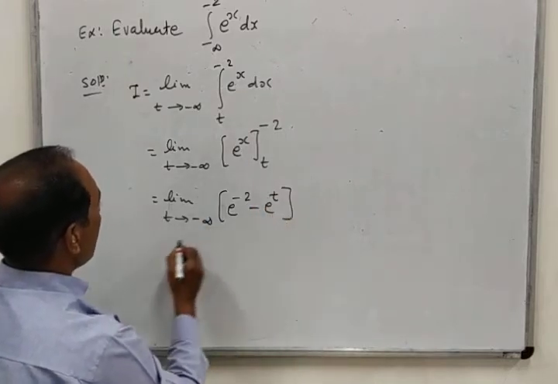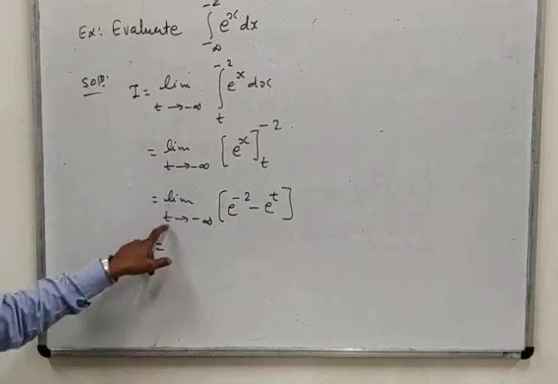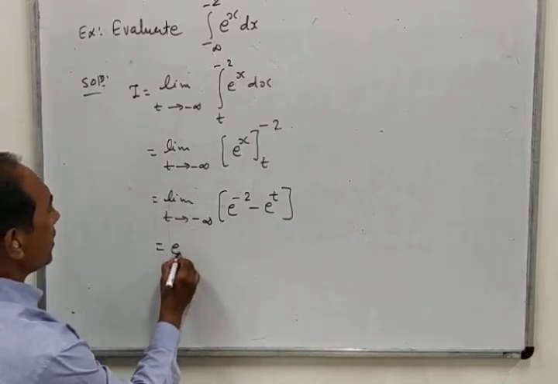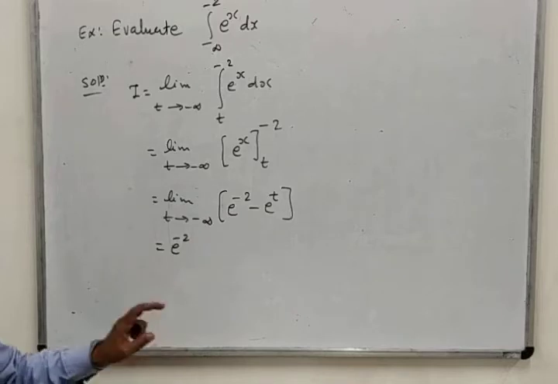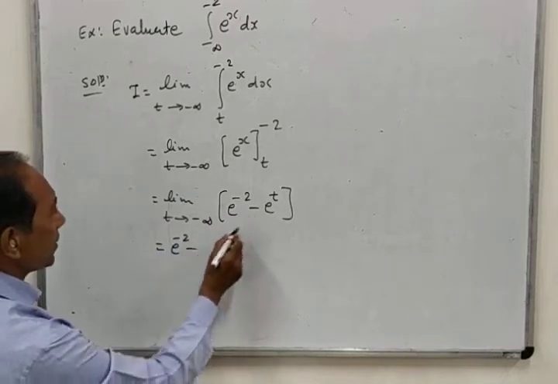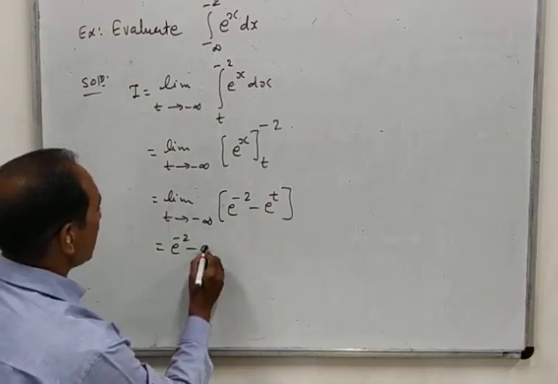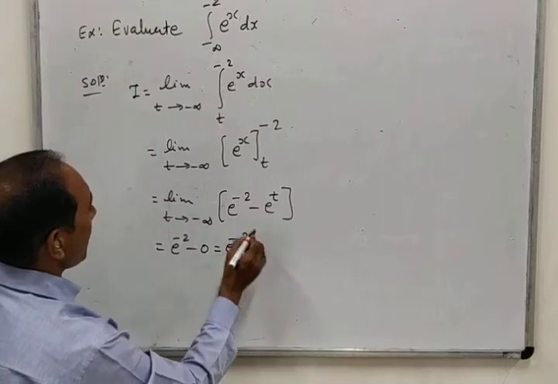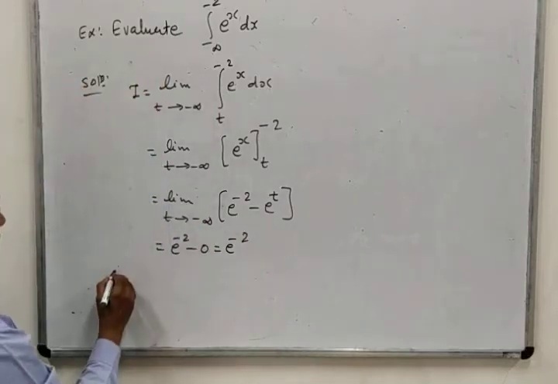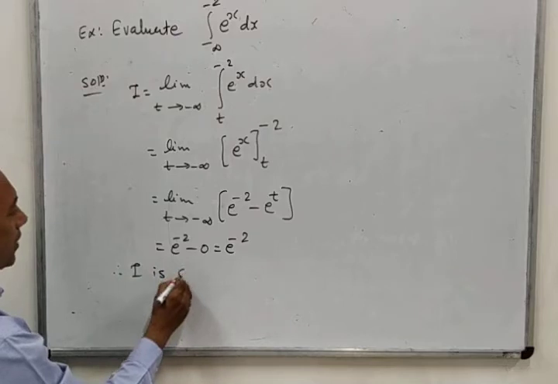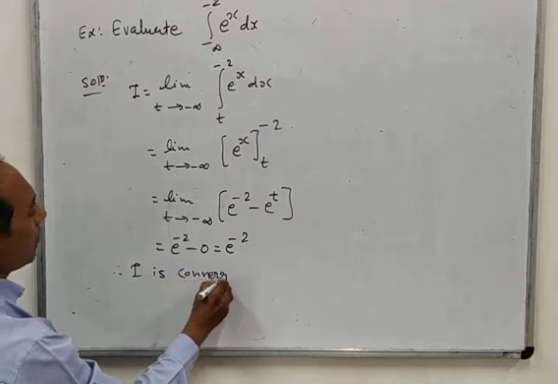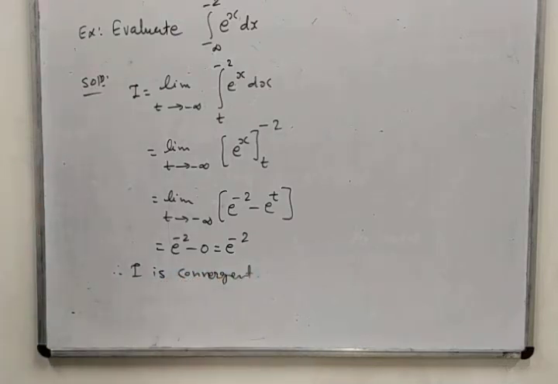Now what will happen? We put the limit t tends to minus infinity. E raised to minus 2 will remain as it is because there is no t. Then here is minus e raised to t, with t going to minus infinity, and as we discussed in the last lecture, e raised to minus infinity is 0. So its answer is e raised to minus 2. So it is the value, and we can also say that therefore I is convergent. It is very simple to understand this example.